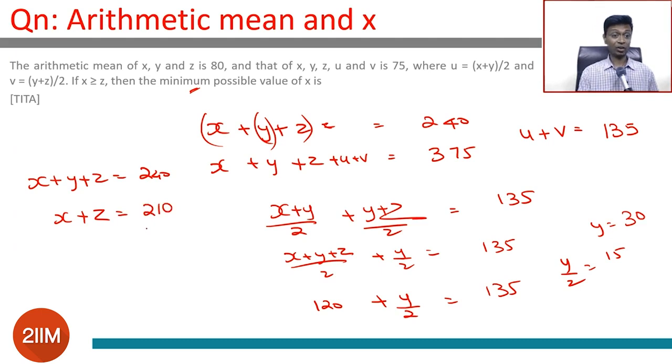X is greater than or equal to z. So the minimum possible value of x, x min, is 105. The best case scenario is when x is equal to z. When x is equal to z, x will be 105 and z will be 105. Y is 30, u and v, we can find all this. So the minimum value of x is 105.